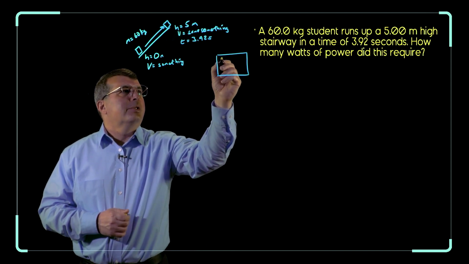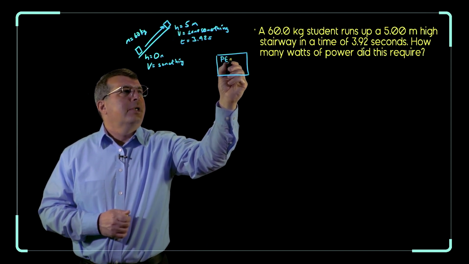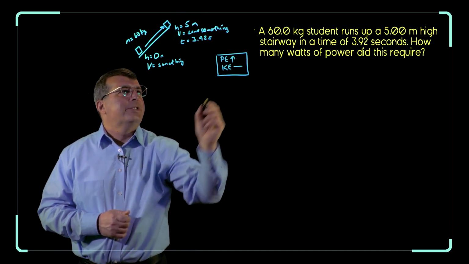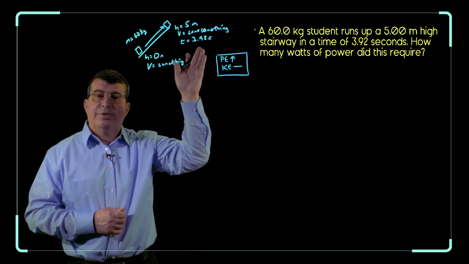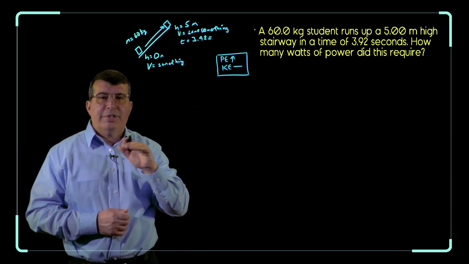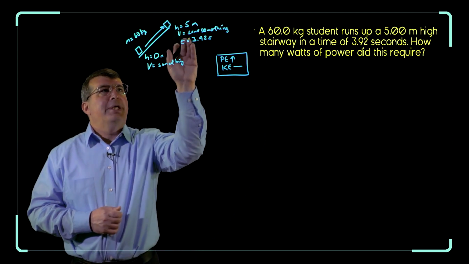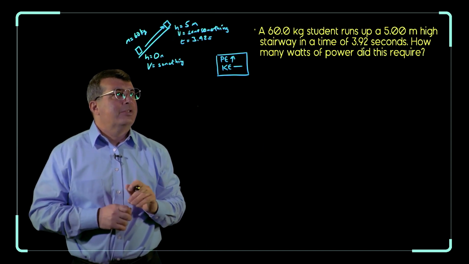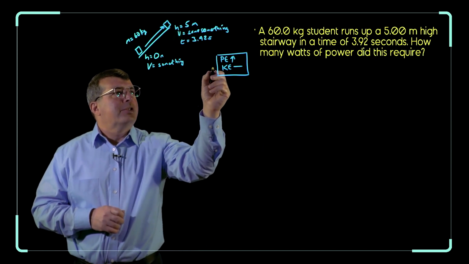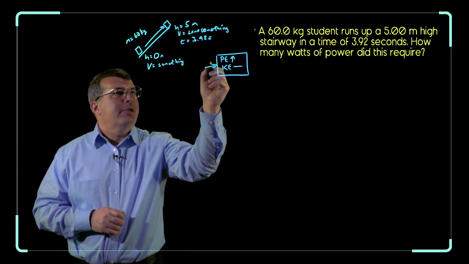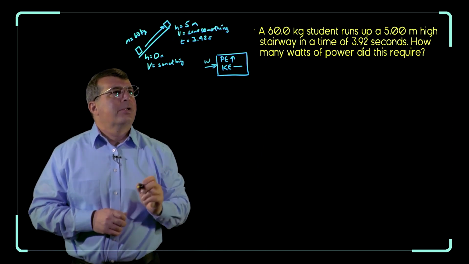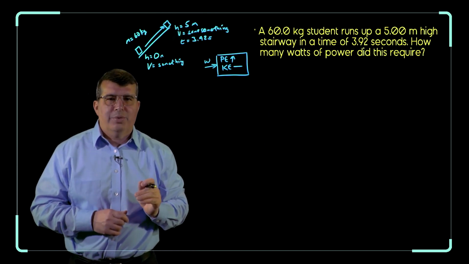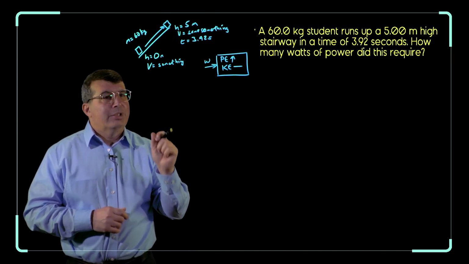The student's potential energy is increasing, while the student's kinetic energy stays the same. Potential energy increases because the student goes up the stairs. Kinetic energy stays the same because the speed doesn't change, whatever it is. So the student has kinetic energy, but it doesn't change. And to make that potential energy go up, we need to add some energy. So that's the work.